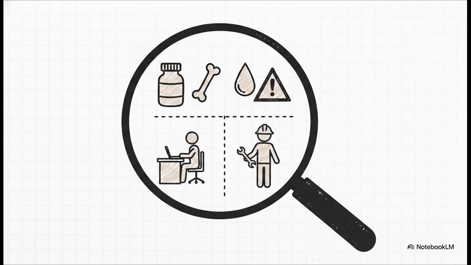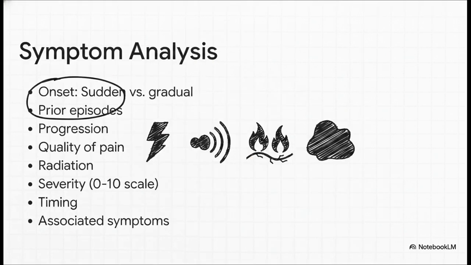And please never skip the social and occupational history. Knowing if your patient sits at a desk all day versus, say, working high-rise construction, that drastically changes how you view their activity level and what their recovery needs to look like. To make sure you don't miss a single detail during that chat, we use a brilliant little mnemonic, OPQRST. That's onset, prior episodes, progression, quality, radiation, severity, timing, and associated symptoms.